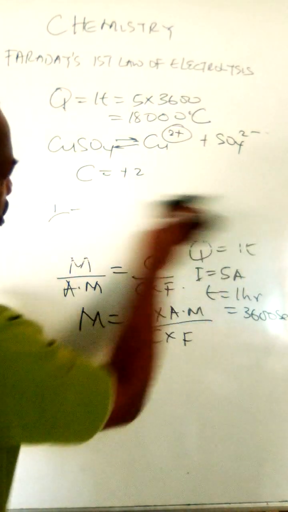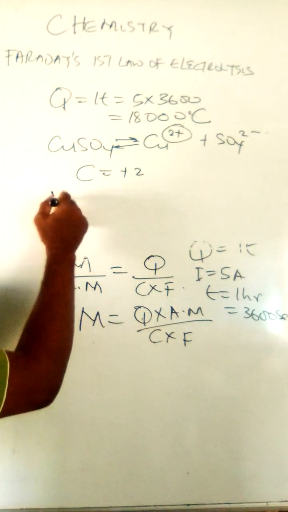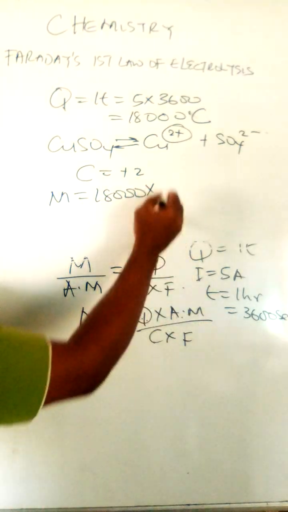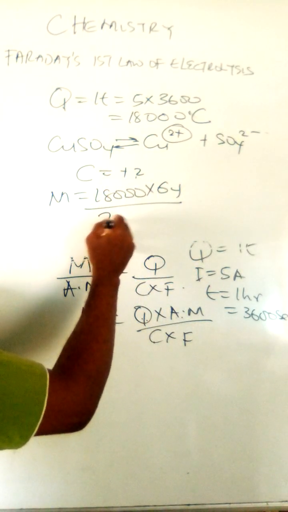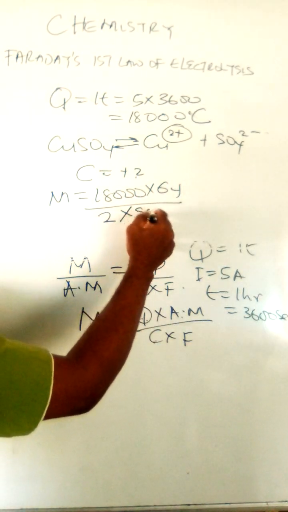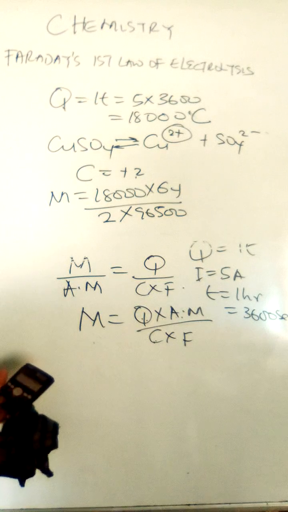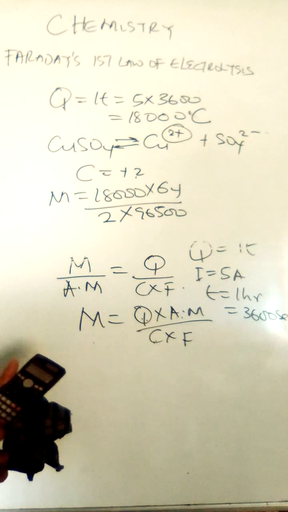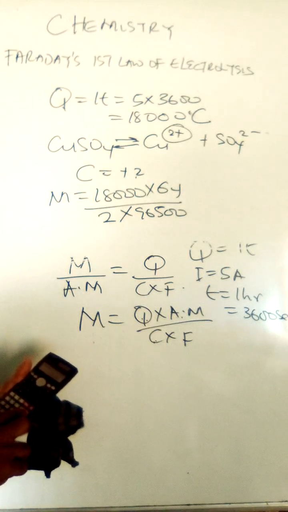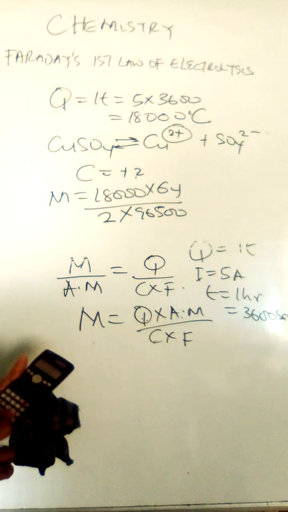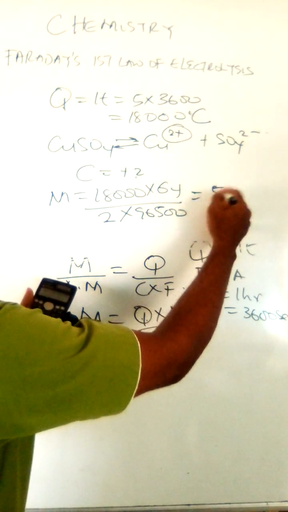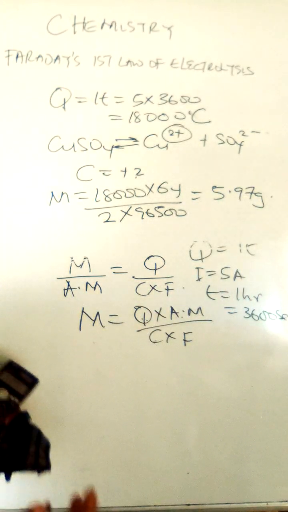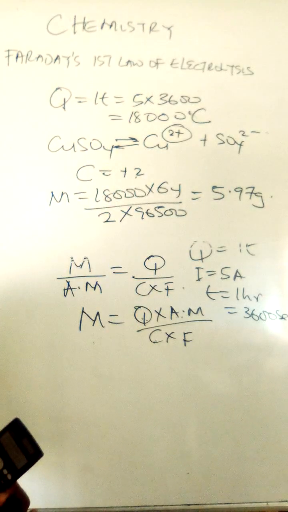So having done that, we now substitute in this formula. Mass equals Q, which is given as 18,000, times the atomic mass of copper, 64, all over C, which is 2, the valence of copper, and then 96500. With that, we get 18,000 times 64 divided by 2 divided by 96500. The mass of copper deposited is approximately 5.97 grams. So if you apply the chemical equation method, you still get the same answer.